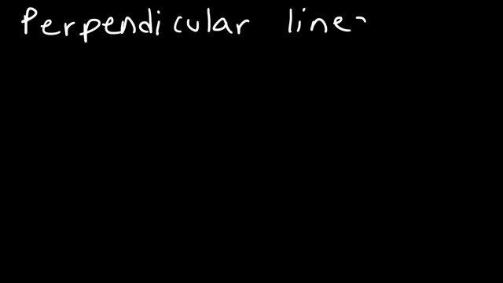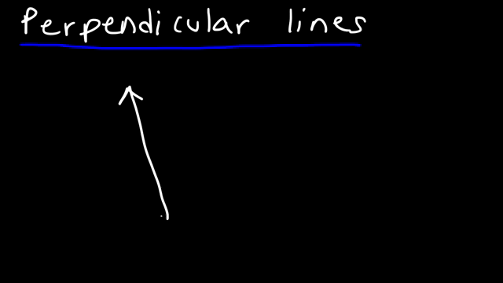Now let's talk about perpendicular lines. What are perpendicular lines? And how are they different from parallel lines? As we said before, parallel lines do not intersect each other. But perpendicular lines, they do intersect each other. In fact, they do so at right angles. So let's call this line A and line B. So they're going to meet at a 90-degree angle.